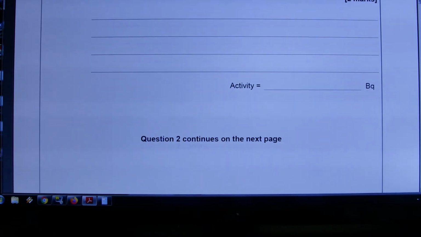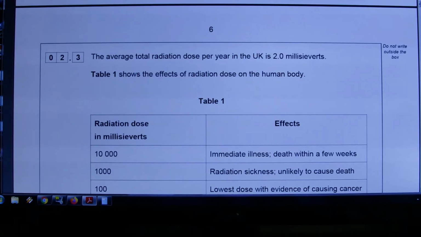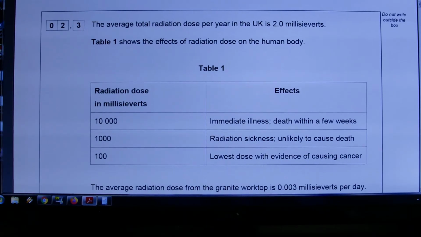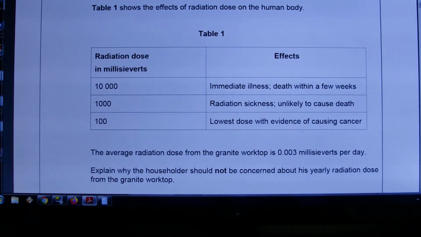Wow. Question 2 continues on the next page. Dun, dun, dun. Average total radiation dose per year in the UK is 2 millisieverts. We've changed unit from becquerel to millisievert. If you want to look up the definitions, why would I leave you to look them up?